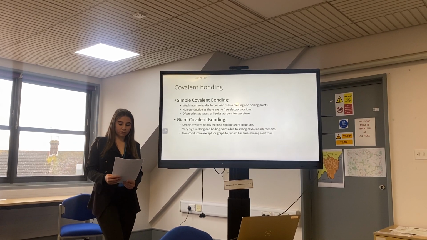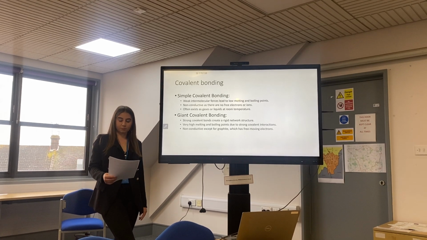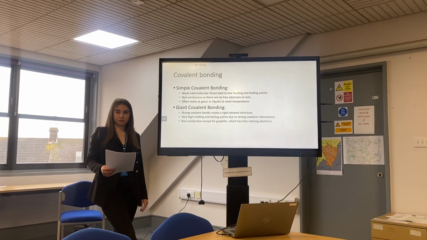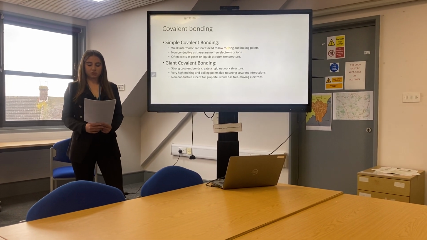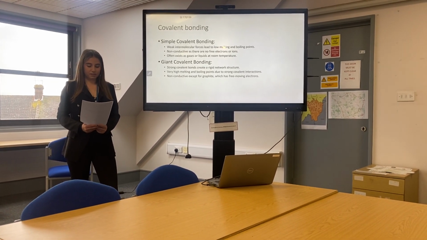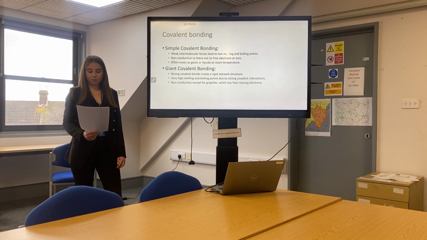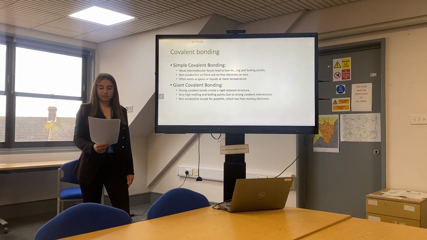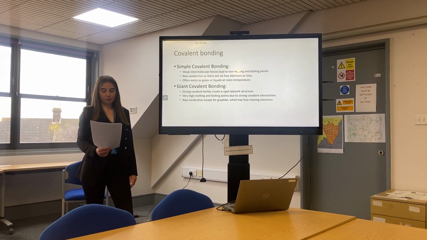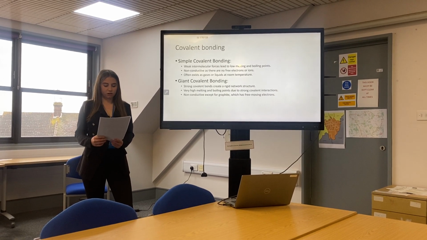Simple covalent molecules consist of small groups of atoms held together by covalent bonds, such as water and oxygen. They generally have low melting and boiling points due to their weak intermolecular forces. Giant covalent structures are vast networks of covalently bonded atoms such as diamond and silicon dioxide. These have very high melting points and are extremely hard due to their strong covalent bonds throughout the structure.